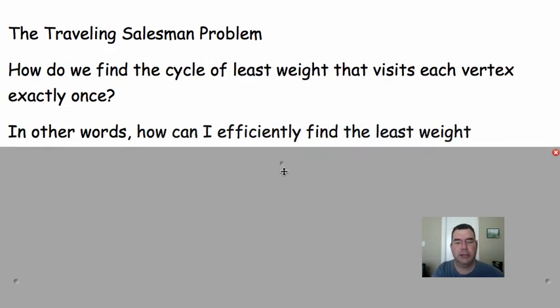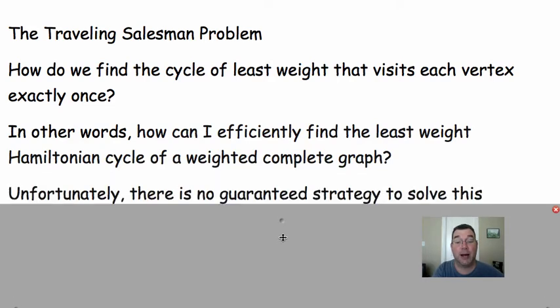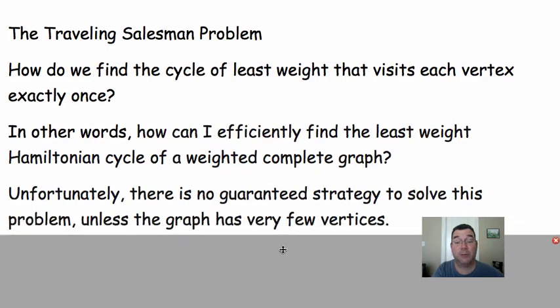So here's how we're going to do that. I need to find the least weight Hamiltonian cycle of a weighted complete graph. So the graph is complete. That's different from what we had before. So I can get from any vertex to any other vertex using exactly one edge. Different kind of problem than the Chinese postman problem.